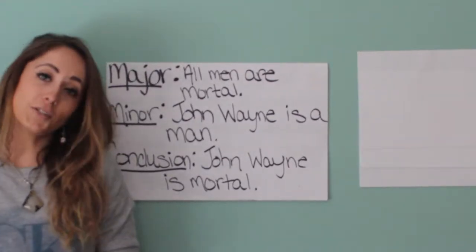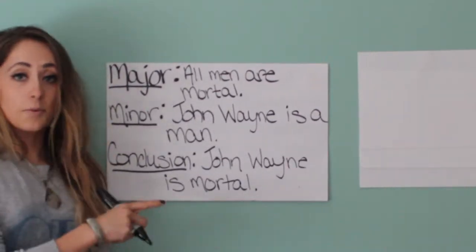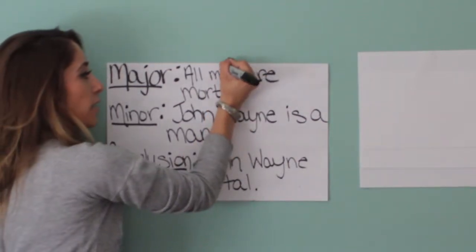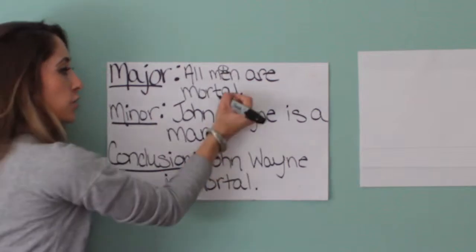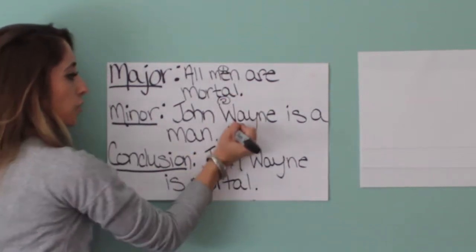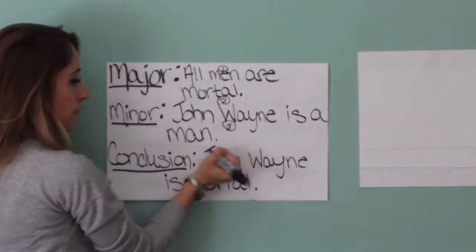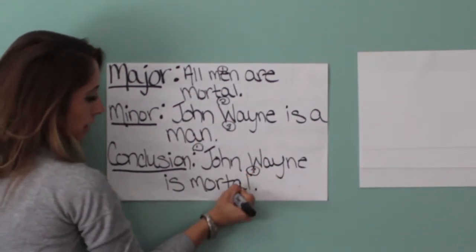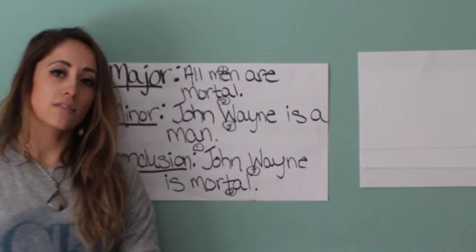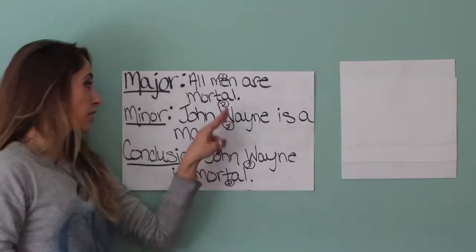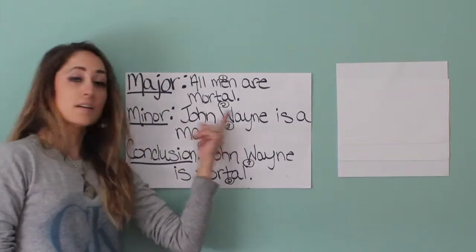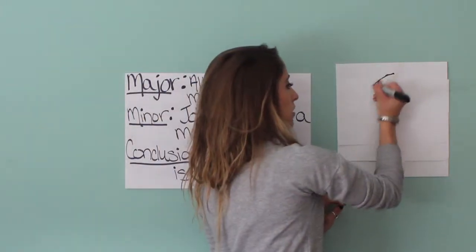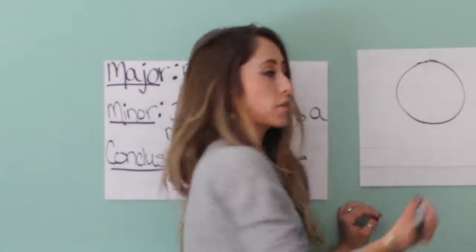So before we can do the Venn diagram, let's label these. Men, we're going to label as 1, mortal as 2, John Wayne as 3, man is back to 1, John Wayne is 3, mortal is 2. Whenever creating a Venn diagram, you always start with your second premise, or the second statement. So we're going to start by drawing a circle that stands for mortal.